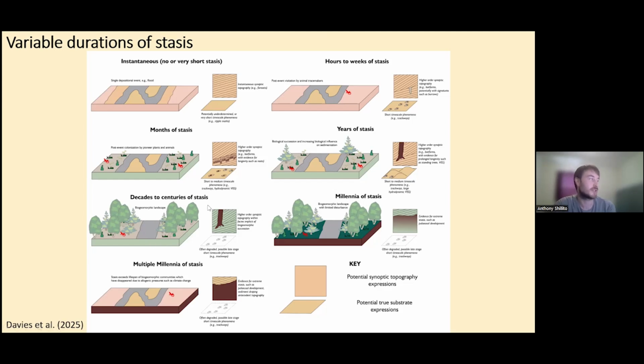As we get longer still, you see this more biogeomorphic landscape, but bedding surfaces get more degraded as we get more plant interaction, more chemical modification of the substrate. Things degrade and older signatures get overprinted and replaced until eventually we get lifespans of stasis that we're not going to observe in the rock record, where everything has been overprinted and gone, and we don't see any original signatures anymore.